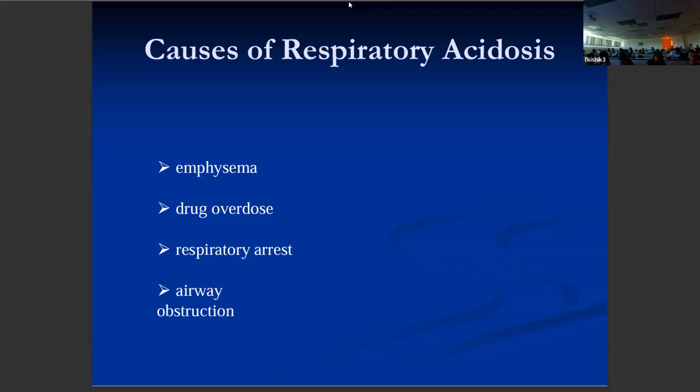Drug overdose. You take heroin, you pass out, you vomit, you asphyxiate. You go into respiratory arrest. What happens to the CO2? It goes high. They hold on to all the CO2. Any airway obstruction, you hold on to it. You can't get anything out.